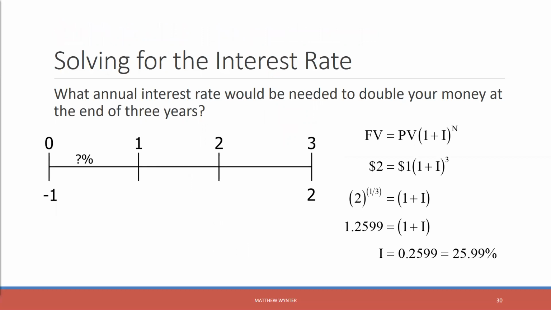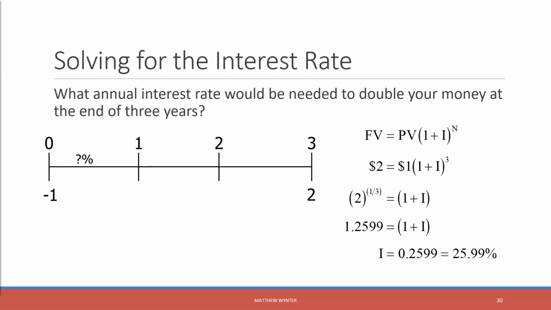So suppose that I know I put in $1 and in 3 years I get out $2. What annual interest rate would be needed to double your money at the end of 3 years? In this example, we know our future value is 2. We know our present value is 1. We also know our N, our number of periods, is going to be 3. What we don't know is our I. We don't know our discount rate or our interest rate. So we can solve for that.